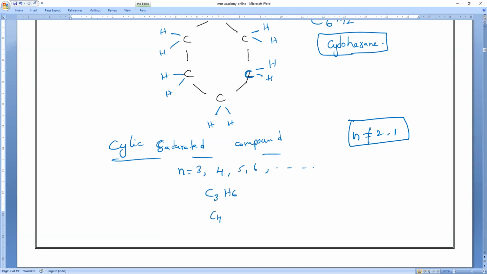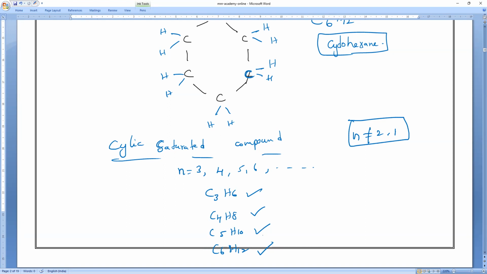C3H6, C4H8, C5H10, C6H12. So these are the formulas of something. Anybody can tell what that is? They are the formulas of something which is studied as a straight line. That is alkene. Alkenes. So that is what I wanted from you.